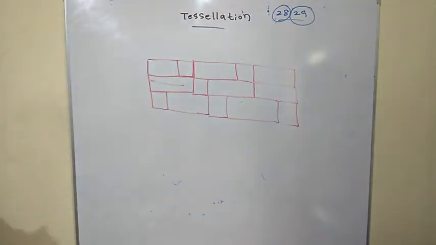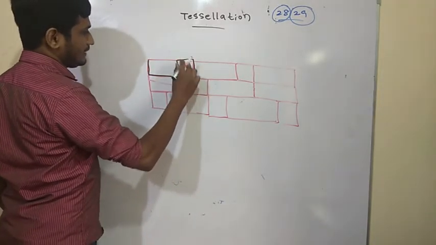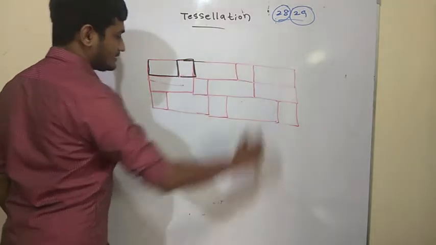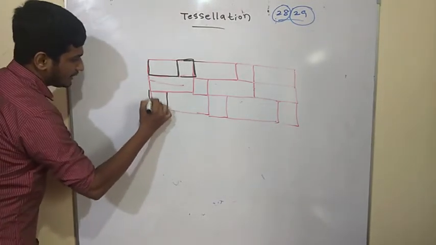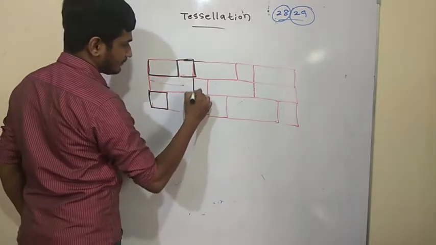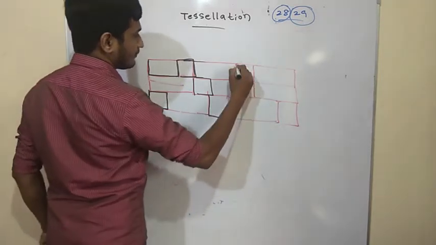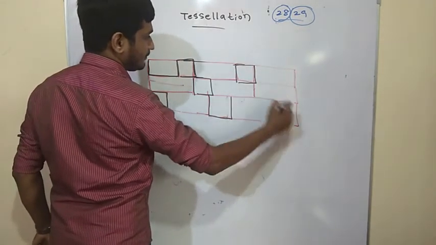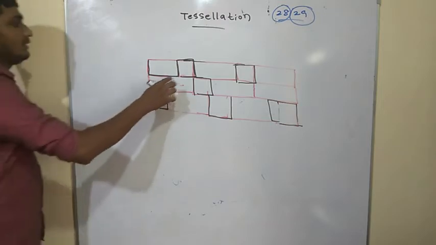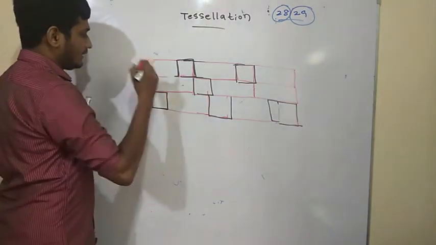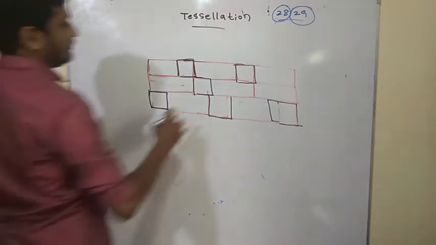This is one design, right? In this design you can mainly see rectangles and squares. You can clearly see that I have marked these squares in black color, and the red color ones are the rectangles. This is one creative design that I have drawn on the board.